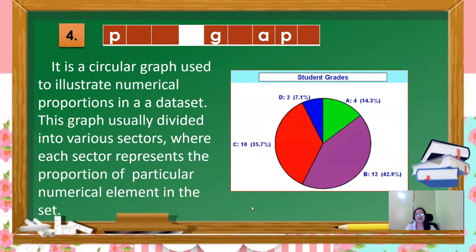Next, it is a circular graph used to illustrate numerical proportions in a data set. This graph is usually divided into various sectors, where each sector represents the proportion of a particular numerical element in the set. So, this graph is called a pie graph. And this kind of graph is our lesson for today. So, do you understand the different kinds of graphs? Okay, now, let me present to you our new lesson.